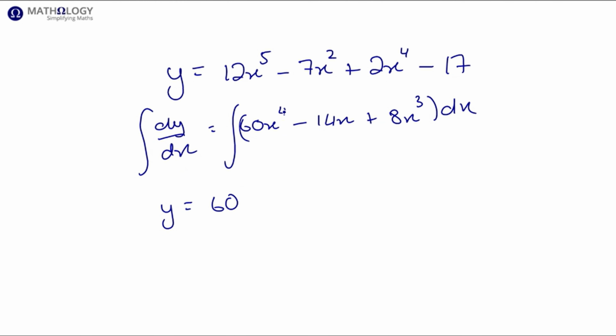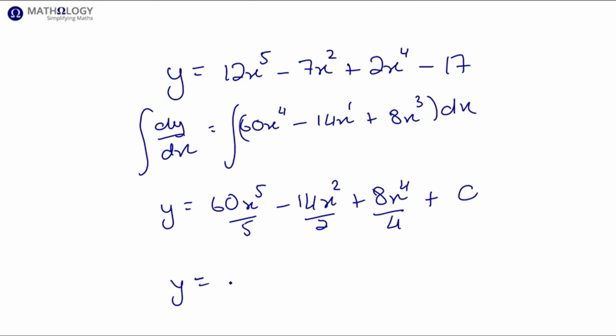60, we're going to add 1 to 4, so we have x to the 5 divided by 5, minus 14, x to the 1 plus 1, x squared divided by 2, plus 8x, and add 1 to 3, x to the 4 divided by 4, and then we add the constant of integration. So y will equal 12x to the 5 minus 7x squared plus 2x to the 4 plus c.